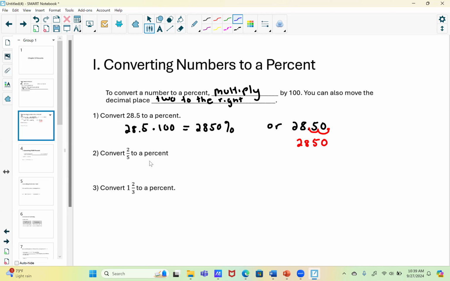We would do the same idea. If I want to convert 2/5 to a percent, I multiply this by 100. And remember, when we multiply, we put 100 over 1 and multiply straight across. So we get 200 over 5. And then if we can, we divide. If you divide 200 by 5, you get 40. And so it's 40%.